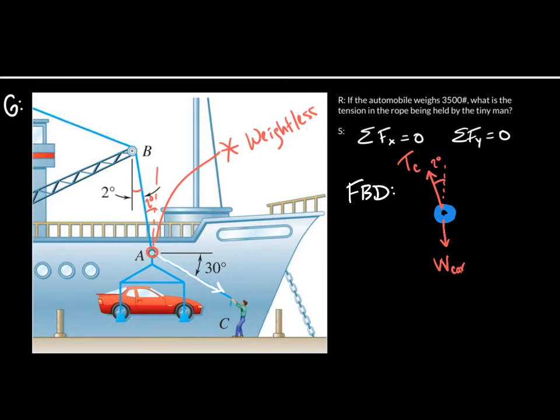The weight of the car is known as 3,500 pounds or 3.5 kips. Kips is a kilopound. And we know that this little man is pulling off in this direction. Anyway, going this way, that's 30 degrees, and we'll call that tension due to the man. Notice we have 2 unknowns here. I know the weight of the car, and I don't know the tension in the cable, and I don't know the tension from the man.